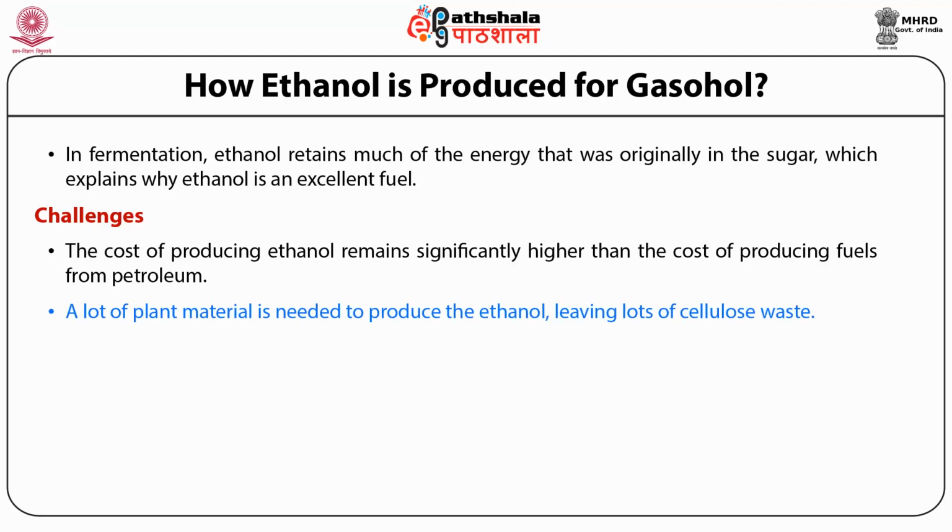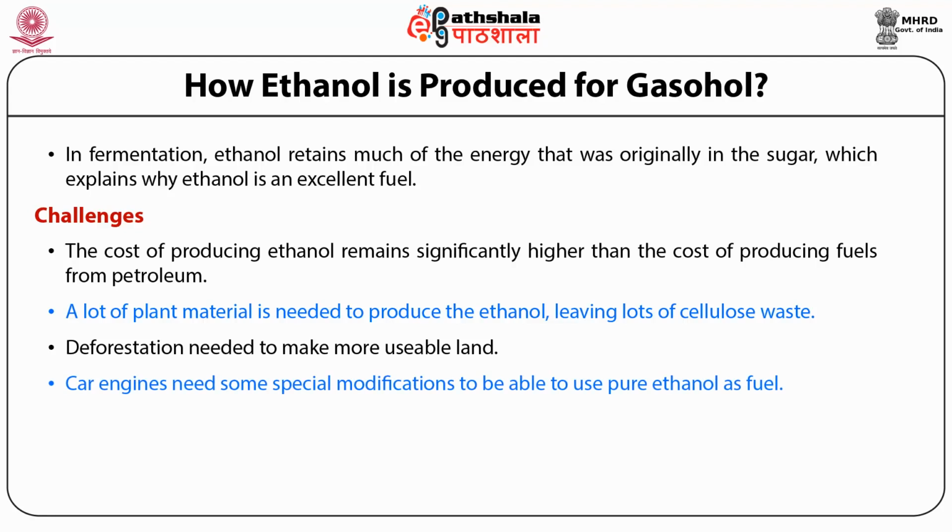Moreover, a lot of plant material is needed to produce ethanol, leaving lots of cellular waste. This leads to deforestation, due to making more use of forest material and land for the cultivation of the plants. The car engines need some special modifications that will enable them to use pure ethanol as a fuel.